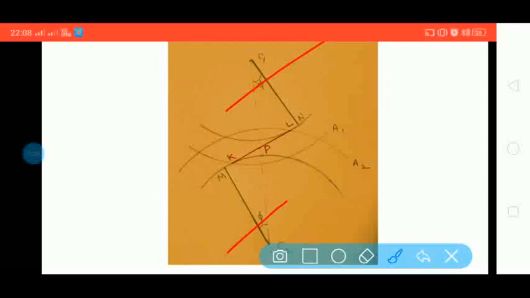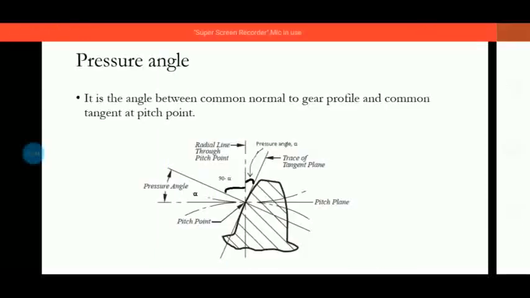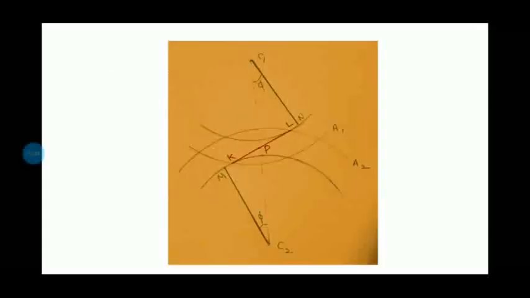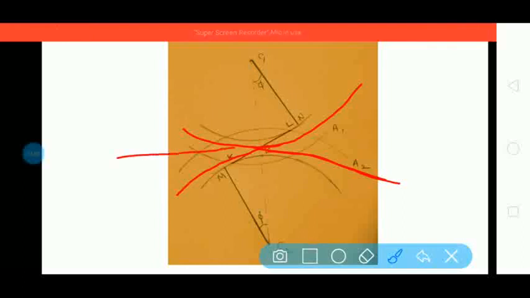So here also you have to find the two lines. One is the common tangent at the pitch point. So which is the pitch point? The point P is the pitch point. So that pitch circle will pass through like this. Another pitch circle will pass through like this. So a line drawn through the pitch point will be your common tangent. Clear?